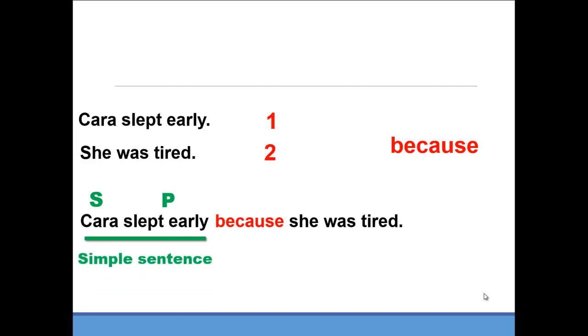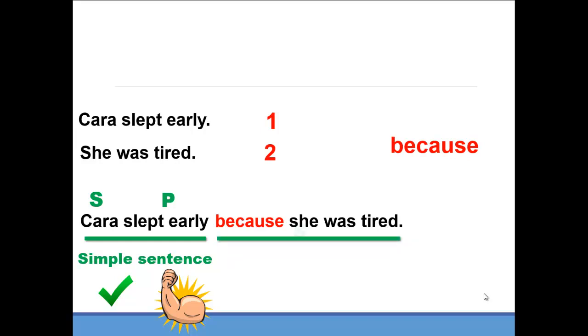Great. Can we use this part of the sentence alone? Let me say it again. Kara slept early. Can this part be used alone? Yes, it can be used alone. So it is a simple sentence. Let's check the other part. Because she was tired. She is the subject. Was tired is the predicate.